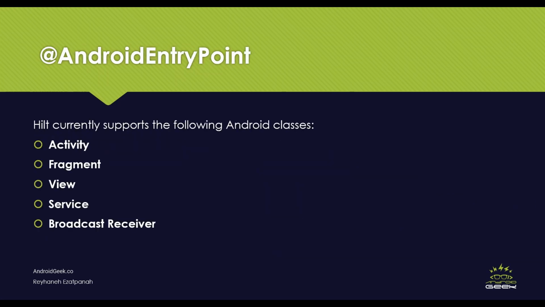The second annotation is @AndroidEntryPoint. This annotation can inject members into Android components such as activity, fragment, view, service, and broadcast receiver. When you do not annotate an Android component with @AndroidEntryPoint, you cannot inject any field or method. Hilt currently supports the following Android classes, as you can see here in the slide: activity, fragment, view, service, and broadcast receiver.